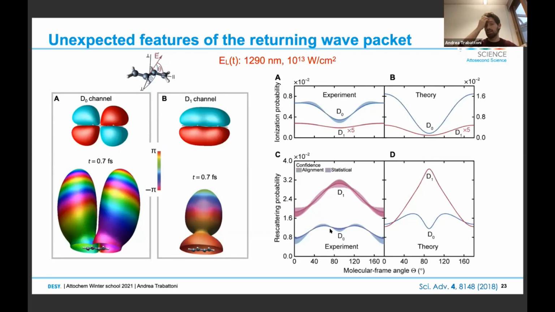And you can see that due to the imprinting of the outgoing electron wave packet, also the rescattering wave packet as a function of the ionized orbital is different. Here for the D1, we have a peak at this molecular frame angle around 90. Instead, for the D0, we have a well. And this was supported by simulation.